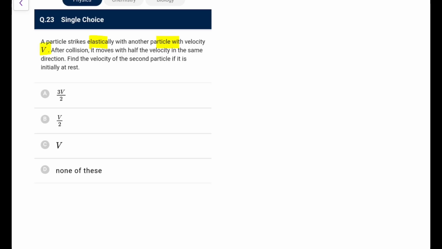Particle strikes elastically with another particle with velocity v. After collision it moves with half the velocity in the same direction. Find the velocity of the second particle if it is initially at rest. So I think this is again a repeated one, the same question as we have done before.